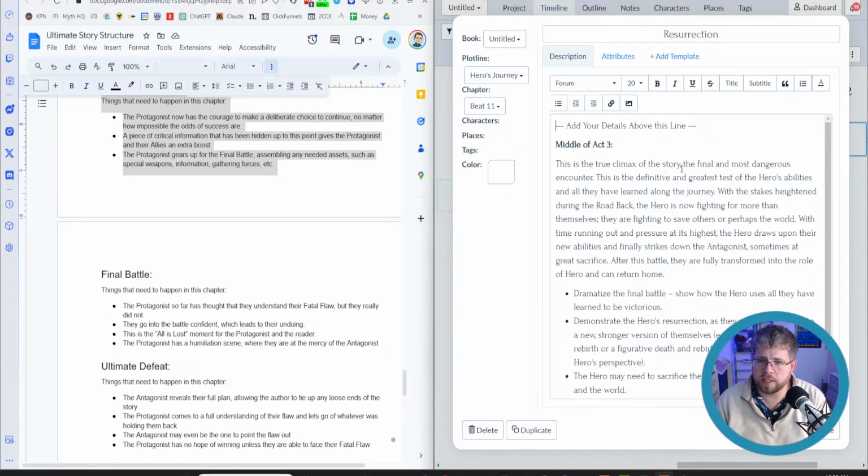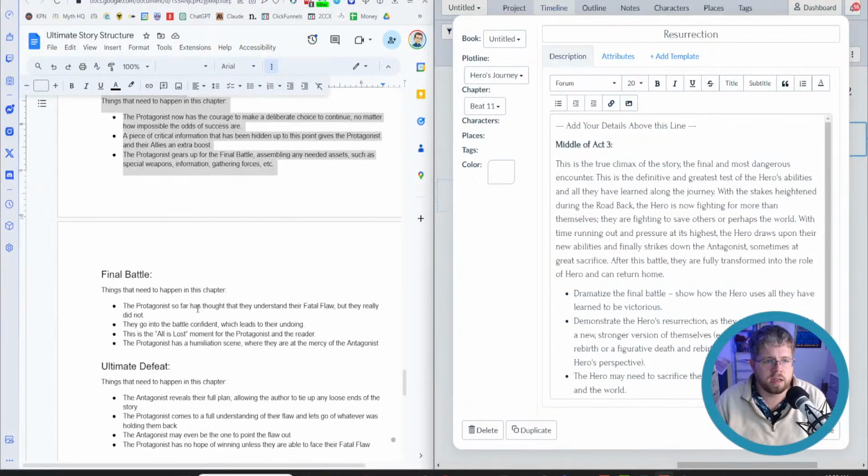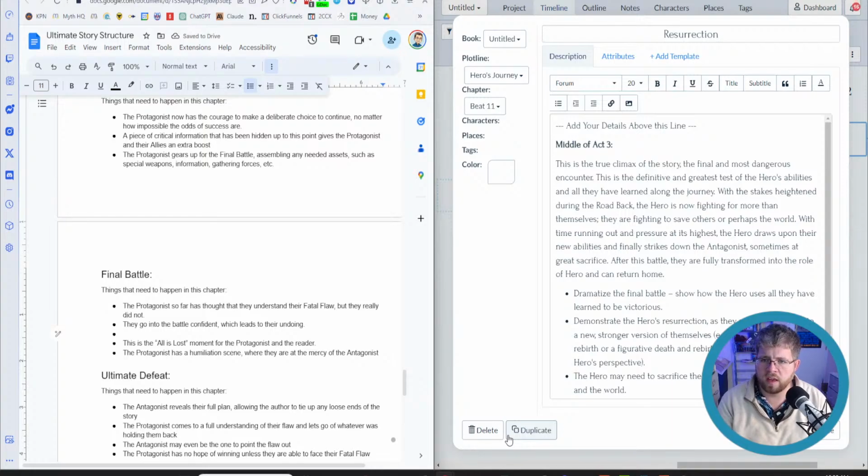The resurrection. This is the true climax of the story, so that would probably be here: final battle or ultimate defeat. The final, most dangerous encounter. This is the definitive and greatest test of the hero's abilities and all they have learned along the journey. With the stakes heightened during the road back, the hero is not fighting for more than themselves. They are fighting to save others or perhaps the world. That's something I haven't really added in here. So I'm going to add a line here. But the hero is fighting to save others or perhaps the world. Heightening the stakes.